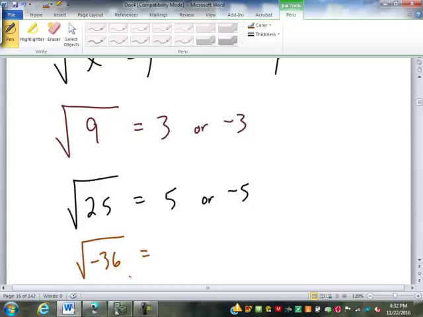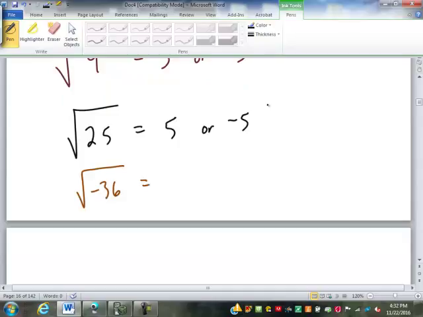How about the square root of negative 36? A lot of people would jump in and say negative 6. But what if you punch that in your calculator? What does it tell you? It tells you error. Why does it tell you there's an error? Because this is asking what number squared equals a negative 36. When I square a number, the result is always positive. There is no number that I can square that'll give me negative 36.